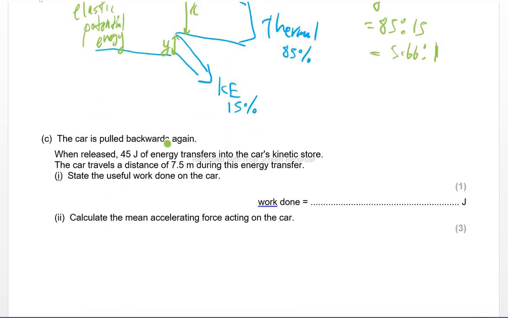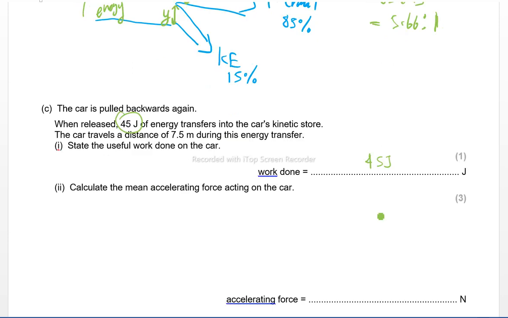The car is pulled backwards again. When released, 45 joules of energy is transferred to the car's kinetic store. So is it the useful type? Our objective in this question, with this equipment, is to make the car move. So 45 joules is a useful type of energy. You have to understand that. The car travels a distance of 7.5 meters during this energy transfer. State the useful work done on the car. Simply, the question has already said the useful type of energy, and you can see it's a 1 mark question, right? So it's 45 joules.